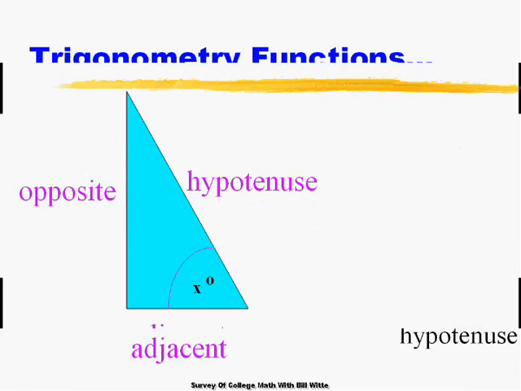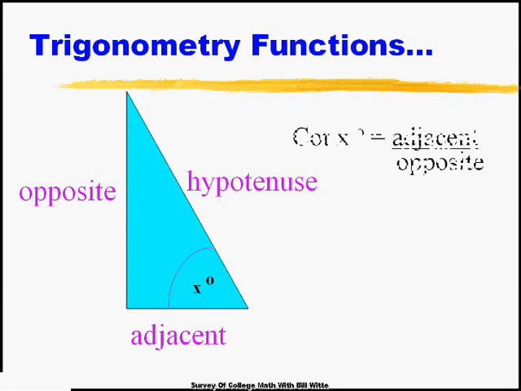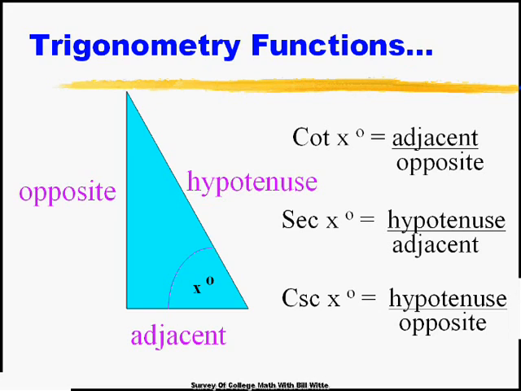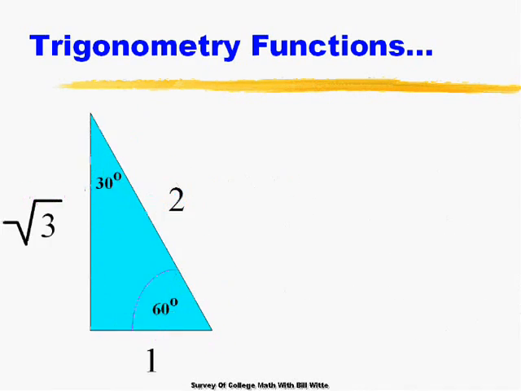Okay, and there's 3 others. Yeah, we're going to have to know all 6. The cotangent is the adjacent over the opposite. Cotangent, we might hopefully notice, is the reciprocal of the tangent. The secant is the hypotenuse over the adjacent, which, believe it or not, is the reciprocal of the cosine. Not important now, but just note that. And the cosecant is the hypotenuse over the opposite, which is the reciprocal or the flip of the sine. Okay? Let's play.